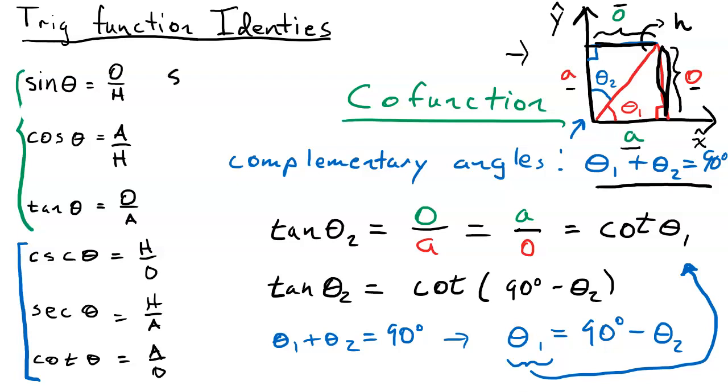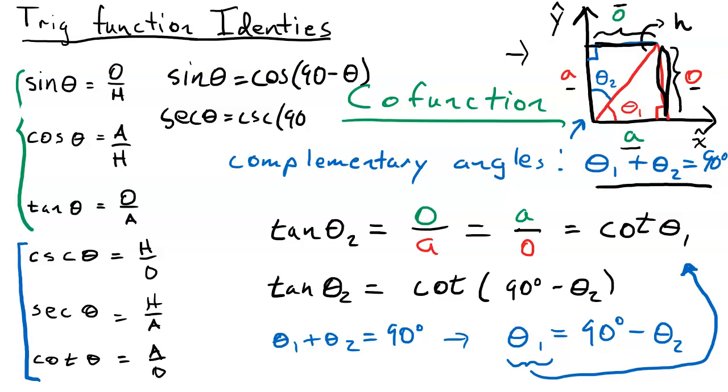And this stays the same for sine theta is equal to cosine of 90 minus theta, and secant theta is equal to cosecant of 90 minus theta. And with that, that is everything that we covered in both 6.3 and 6.4.